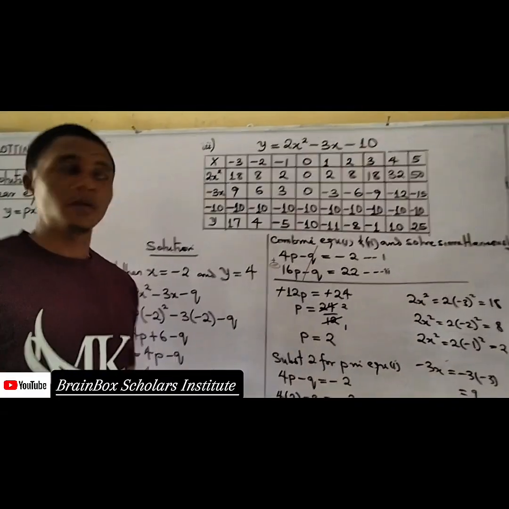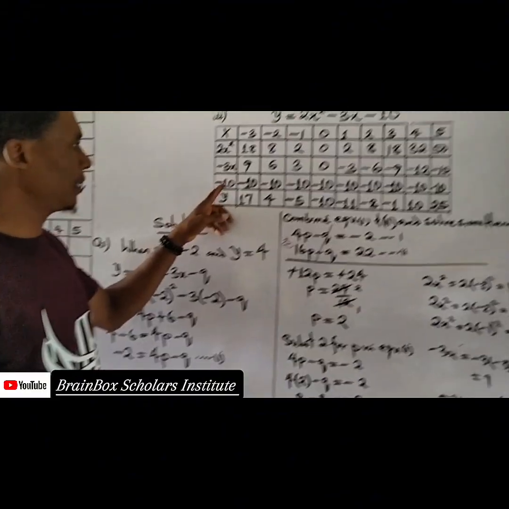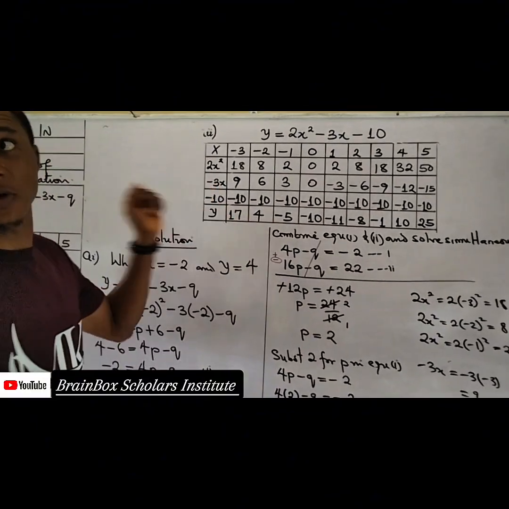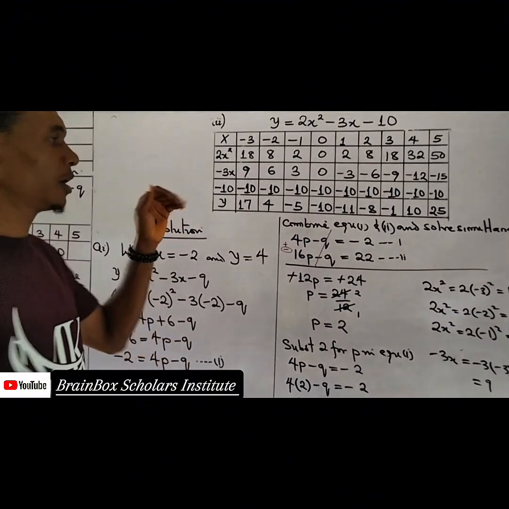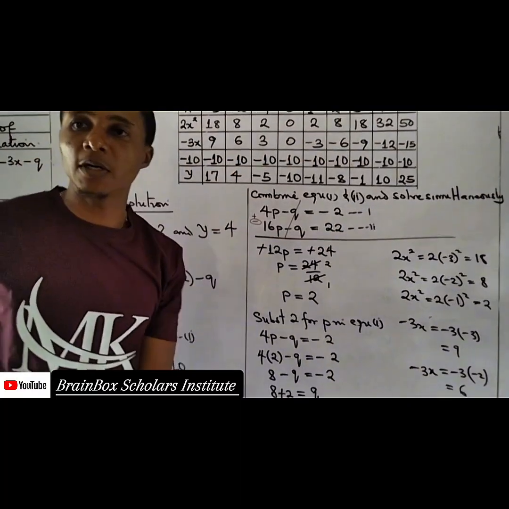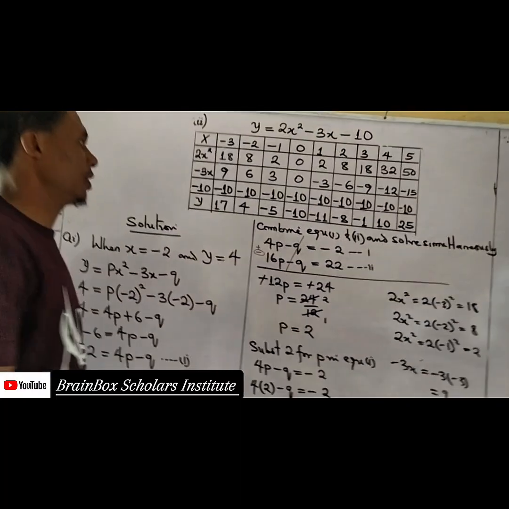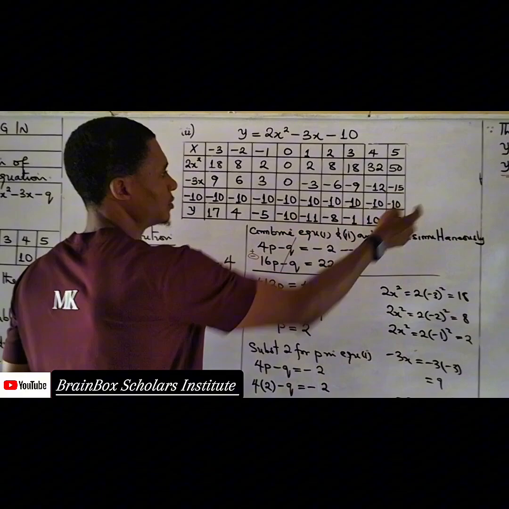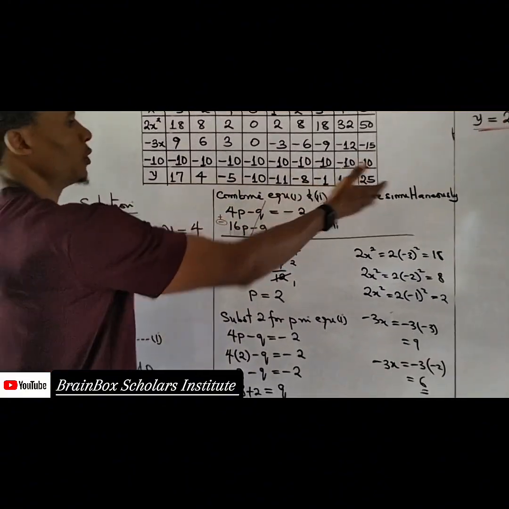Are you there? Now coming here, you see -10 doesn't have x as the unknown. So I'll run it serially, since it doesn't contain x. So I'll put -10, -10 all through. Then how do we get these values? Let's go.